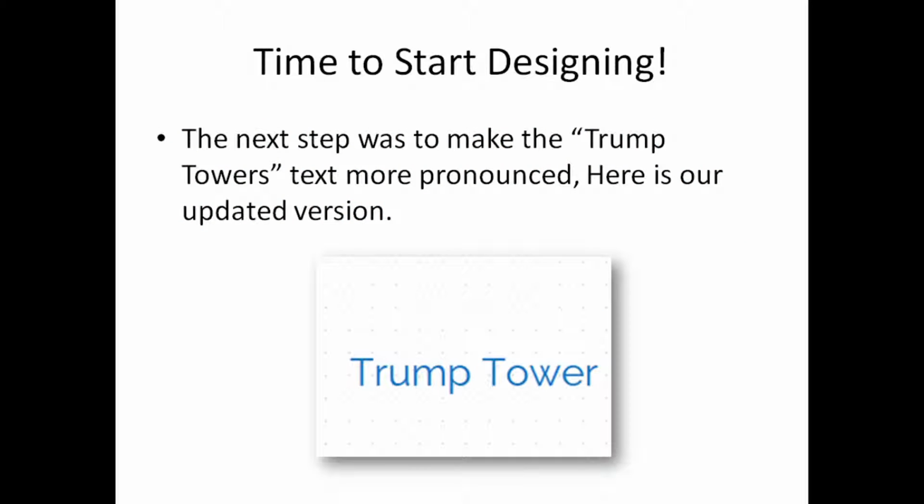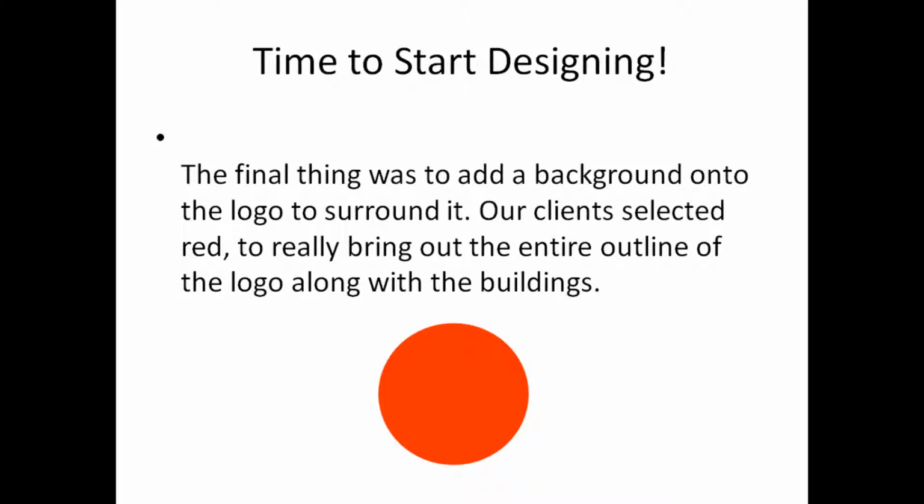The next step was to make the Trump Towers text more pronounced. Here's our updated version. As you can see, it's a little bit bigger, and it keeps with the color scheme. When we put it in the image, it's going to be a lot bigger, and it's going to stand out more. The final thing was to add the background onto the logo to surround it. Our client selected red to really bring out the entire outline of the logo along with the buildings.